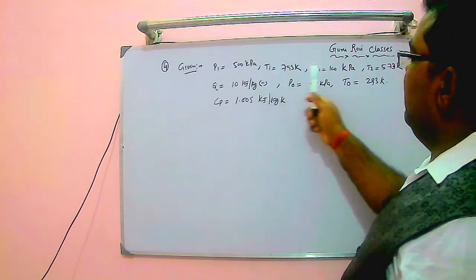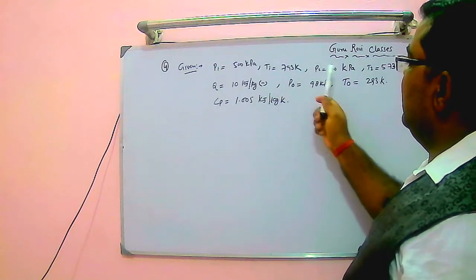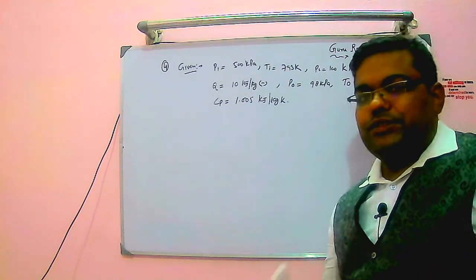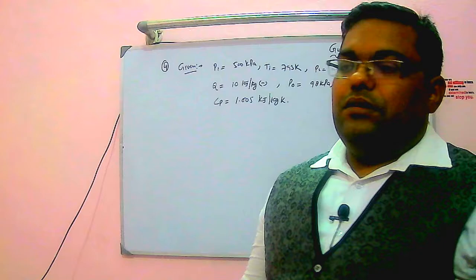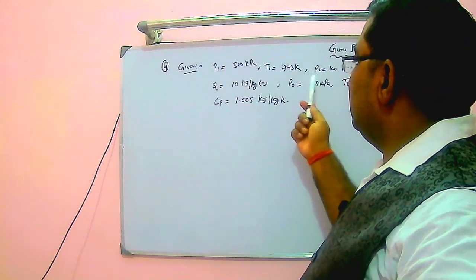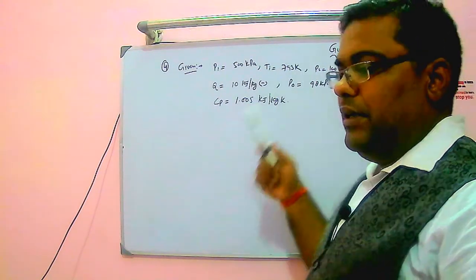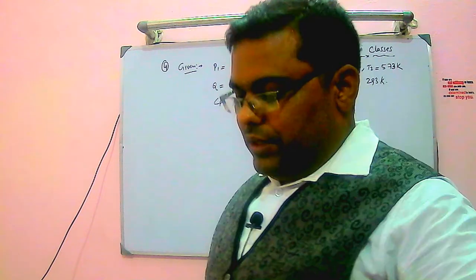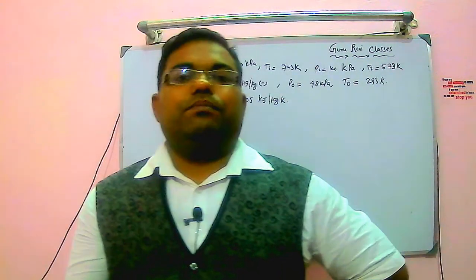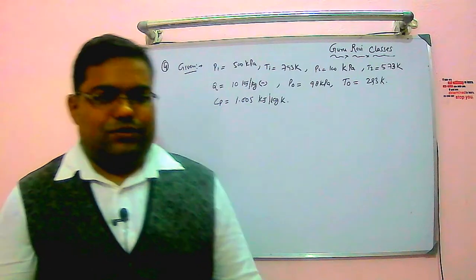So look at what variables are there. Temperature is varying, pressure is varying. So we need a change in entropy formula which relates the ratio of pressure and the ratio of temperature. So I can use Cp ln of T2 by T1 minus R ln of P2 by P1 as S2 minus S1.